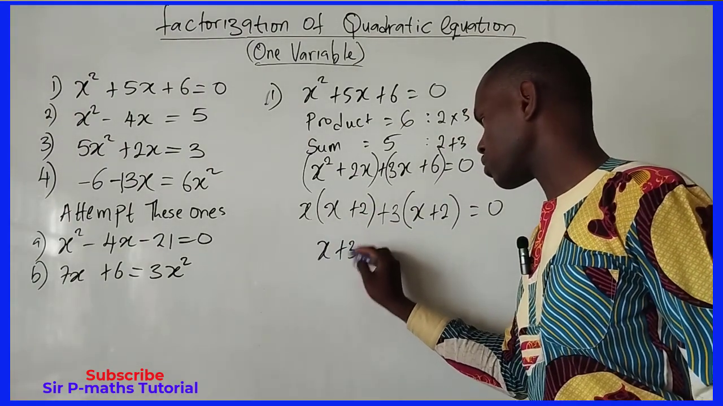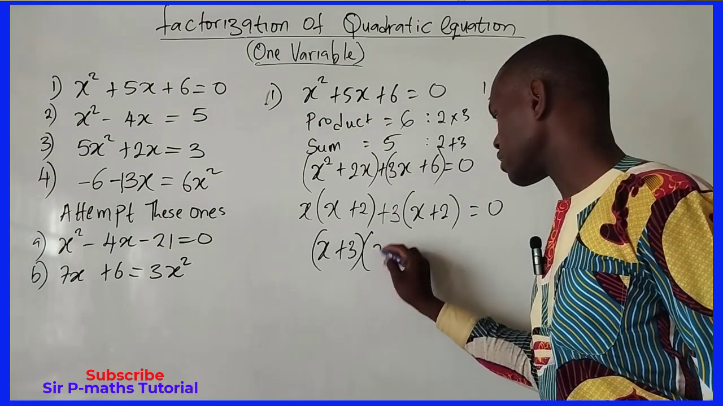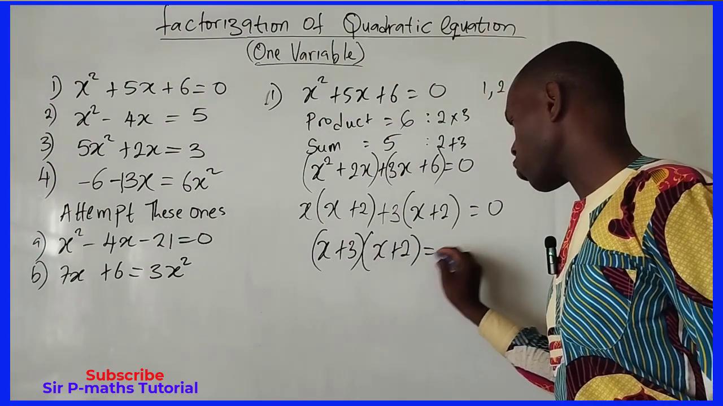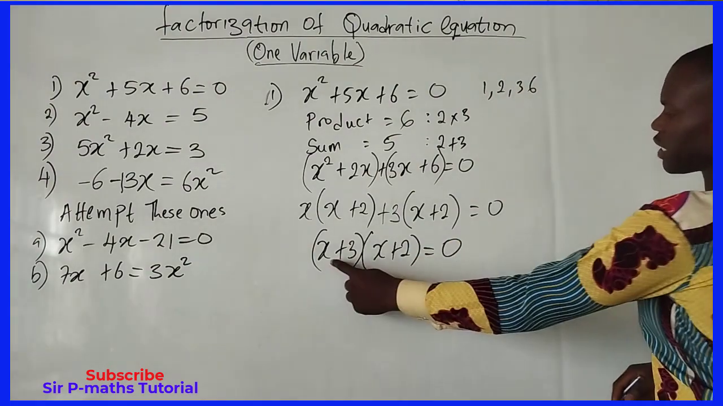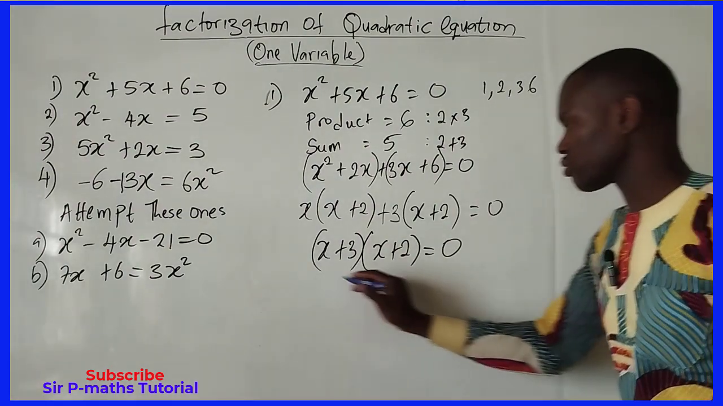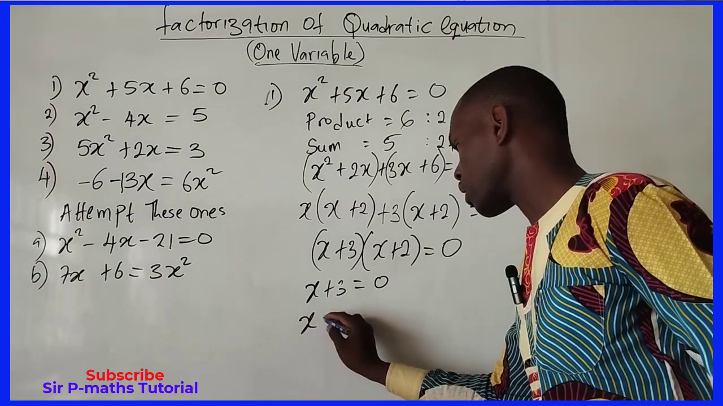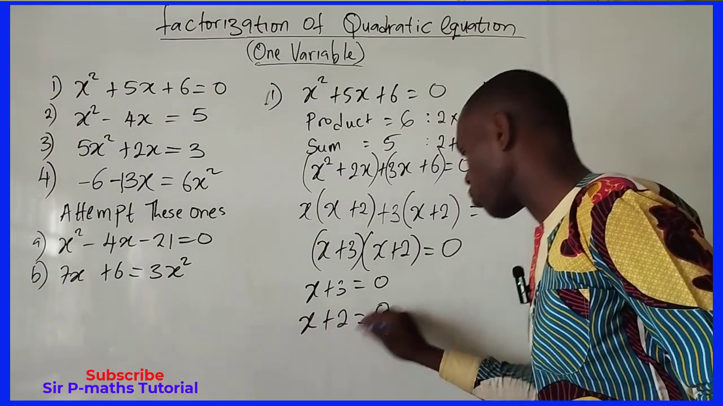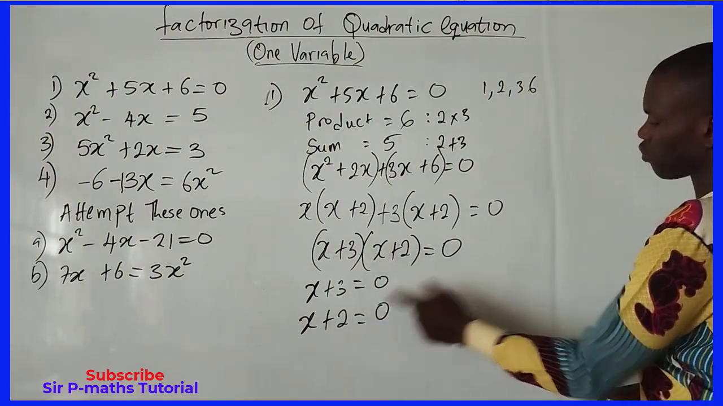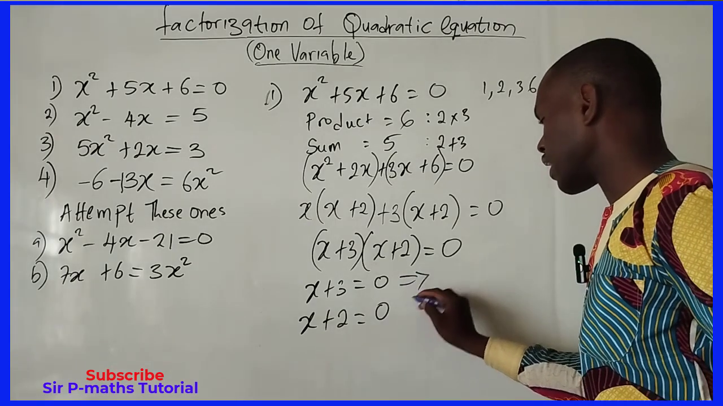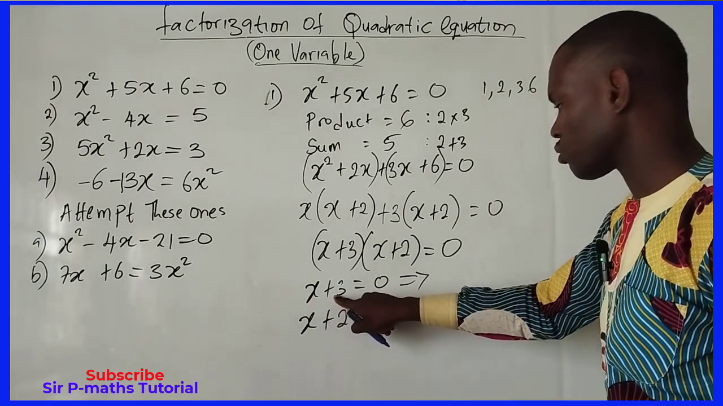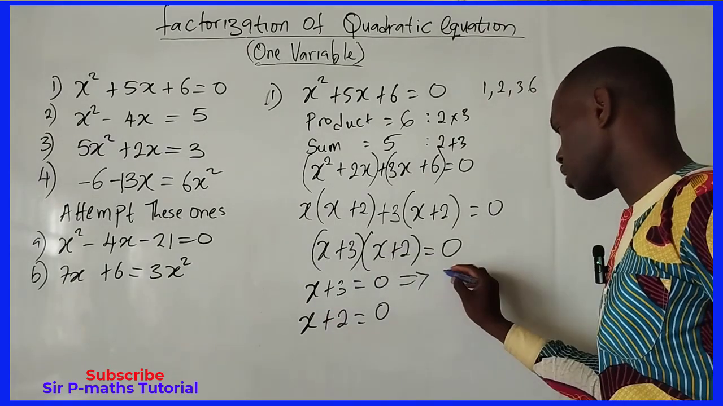So I'll have x plus 3 and x plus 2 equals 0. Then equate each of them to 0. That means I'll have x plus 3 equal to 0, x plus 2 equal to 0. Each bracket is equated to 0. Then make x the subject of the formula here. So 3 will cross the equality sign.